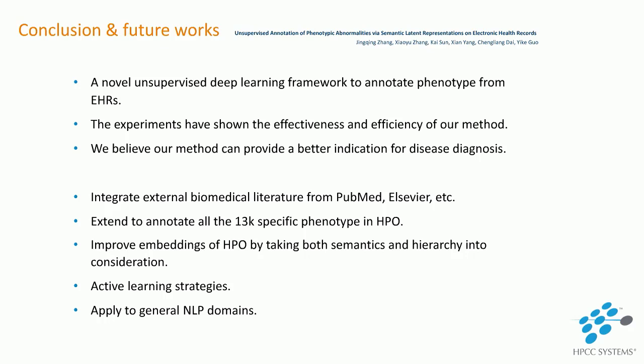For the future work, as I said, we are trying to integrate more data sets from PubMed, and we're also collecting data from elsewhere for biomedical literature. We also plan to extend it to all the 13,000 phenotypes, which is quite challenging right now. We try to improve the embeddings of HPO. And at the same time, we feel that if we want to annotate more than 1,000 phenotypes, the purely unsupervised method may struggle. So we're exploring whether we can apply some active learning strategies, with a little supervision on the model, so that we can improve significantly on the phenotype annotation.